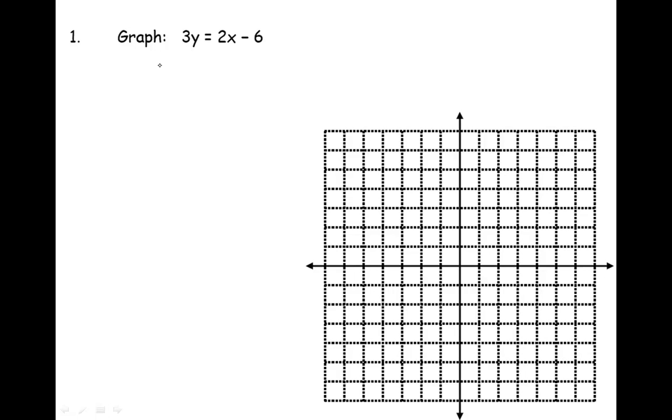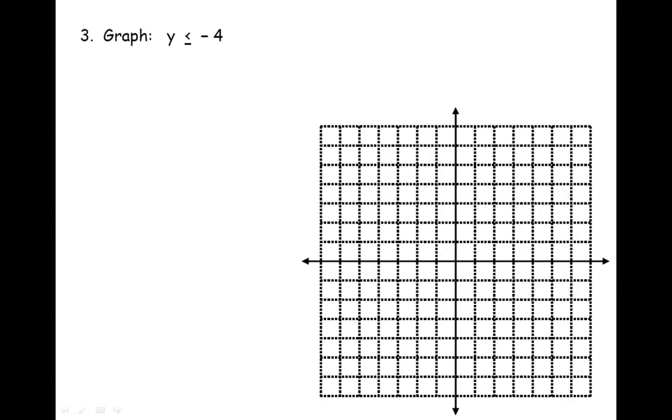So to do this, we want to put it in slope-intercept form. To do that, we want to divide both sides by 3 to get y all by itself. Now that we got it in slope-intercept form, we can graph. It hits the y-axis at -2. And then we want to count our slope, which is up 2 and over 3. So after we do that, we want to go ahead and draw a line through those 2 points. And that would be the graph of our line.